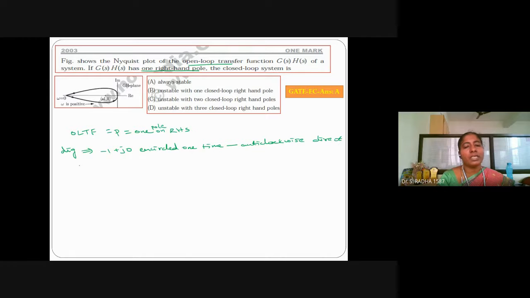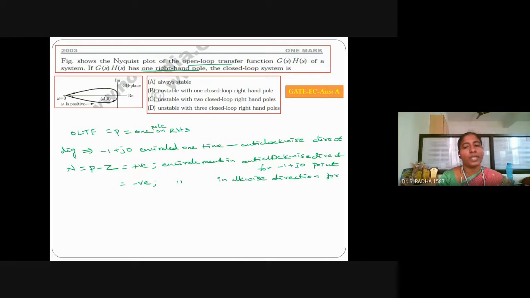The formula is N equal to P minus Z. If N is positive, then encirclement will happen in the anti-clockwise direction for the critical point. The critical point is always -1 plus j0. If the final value of N is negative, then encirclement will happen in the clockwise direction for the point -1 plus j0.